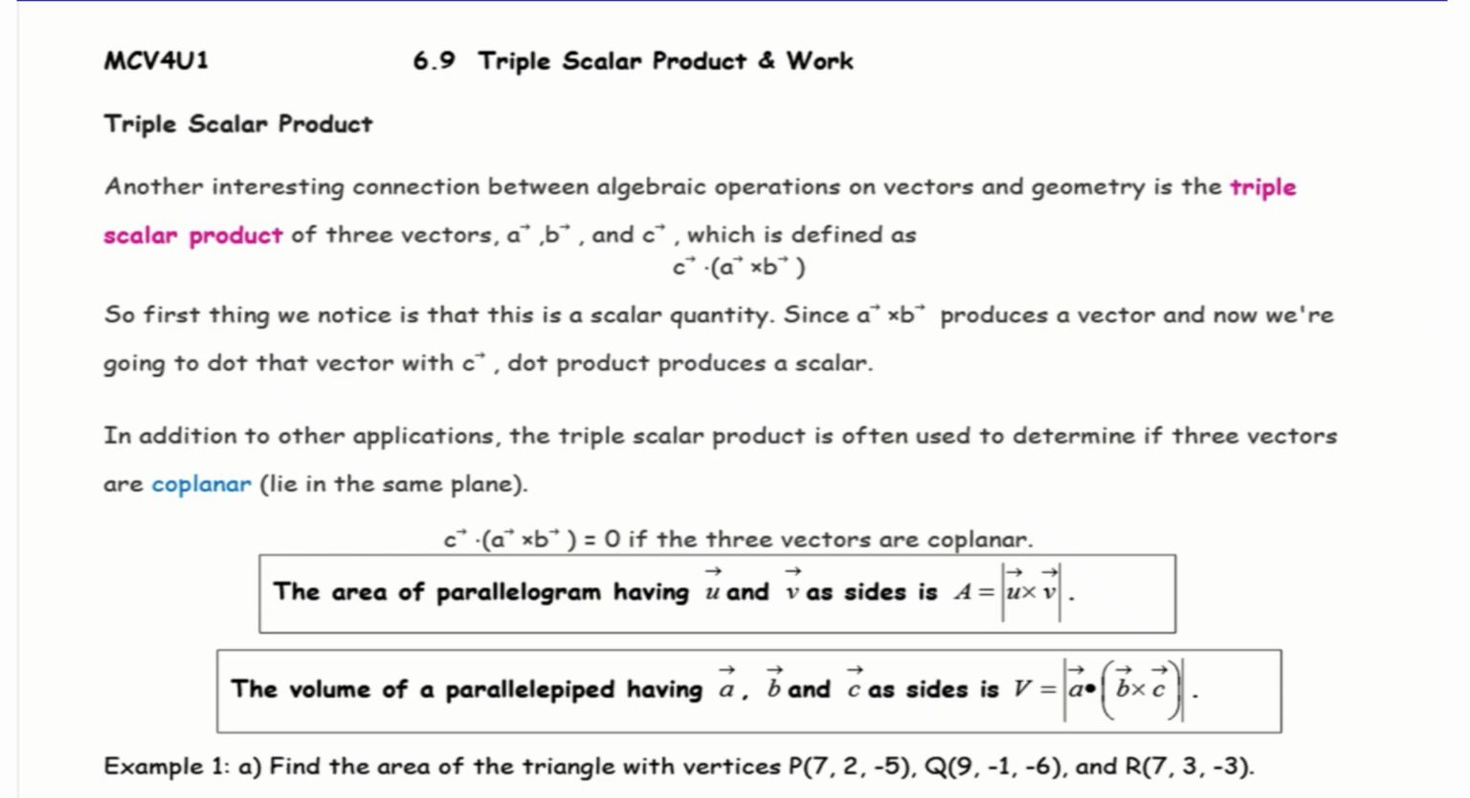Hello, in this lesson we are going to see the triple scalar product and continue work on some applications. The triple scalar product is when we have A cross product with B, which gives us a vector, and then we dot it with another vector C. That gives us a dot product of two vectors, so it is a scalar. This is what we are going to do for today, and it does have applications.